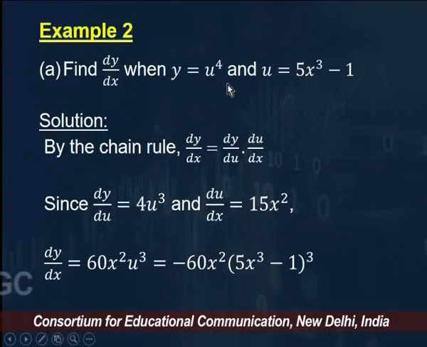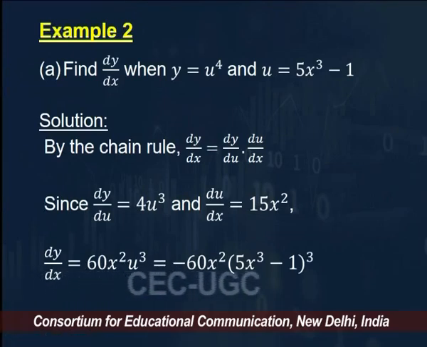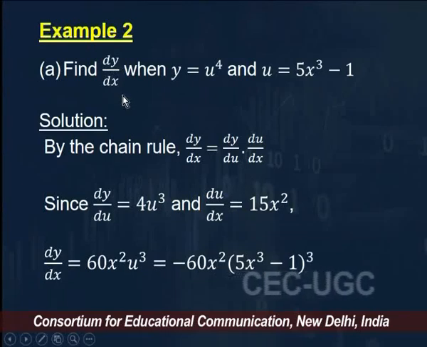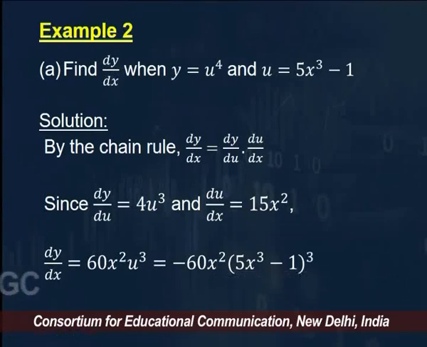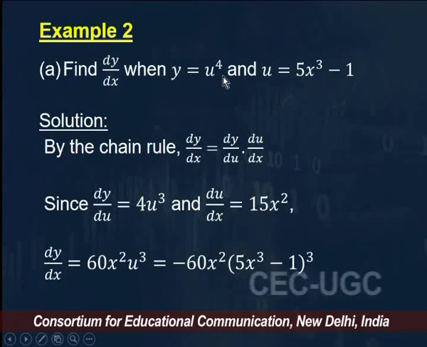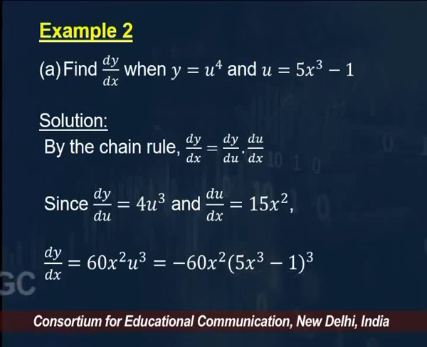We have y equal to u to the power 4, and u equal to 5x cubed minus 1 in this particular example, part A. And you're asked to find dy by dx. So dy by dx by the chain rule will be equal to dy by du times du by dx. As you can see here, dy by du will be 4 times u cubed, and du by dx will be equal to 15x squared. So that you multiply.